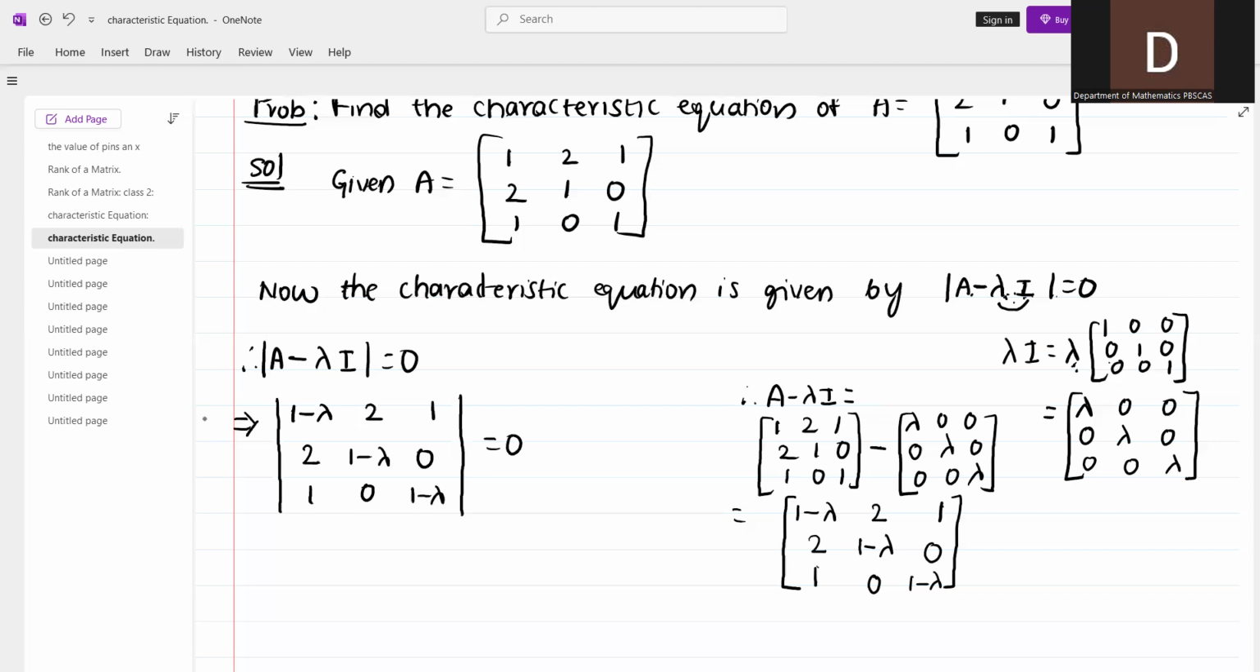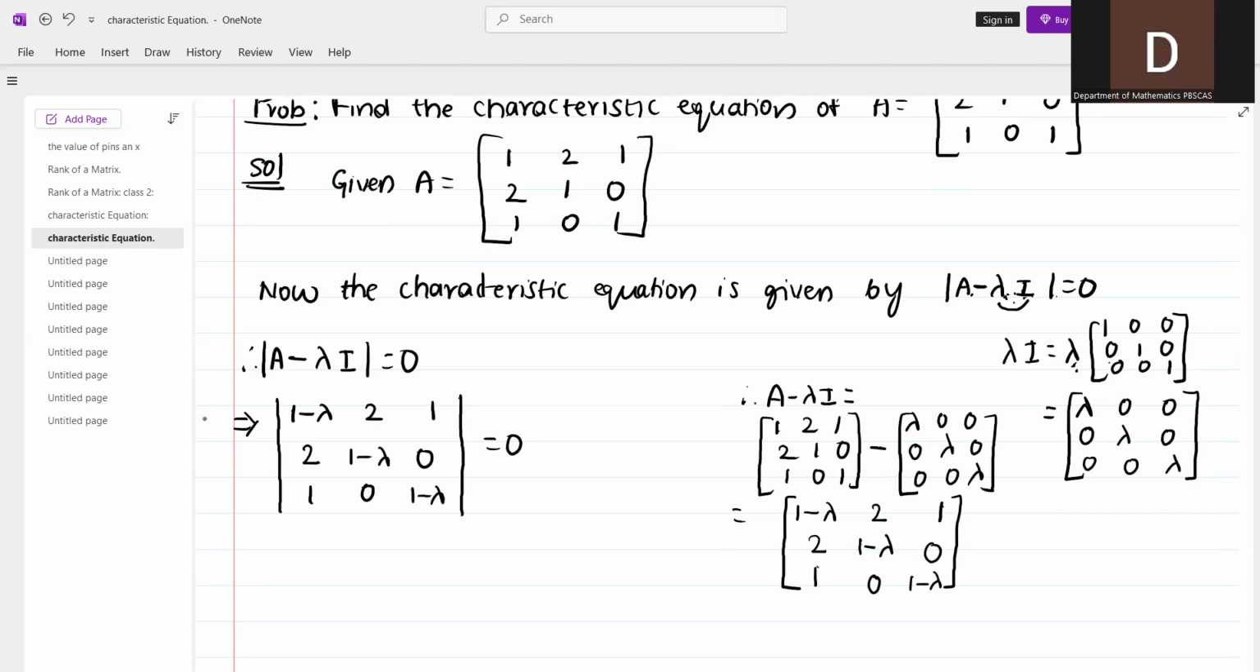1 minus lambda, 1 minus lambda, 1 minus lambda. Here the elements in the diagonal of the given matrix are 1 1 1. So we write 1 minus lambda, 1 minus lambda, 1 minus lambda. Let us assume that the diagonal elements in the given matrix are 2 3 4. So we can write 2 minus lambda, 3 minus lambda, 4 minus lambda like this. So you can write the direct step like this. No need to write all these steps.